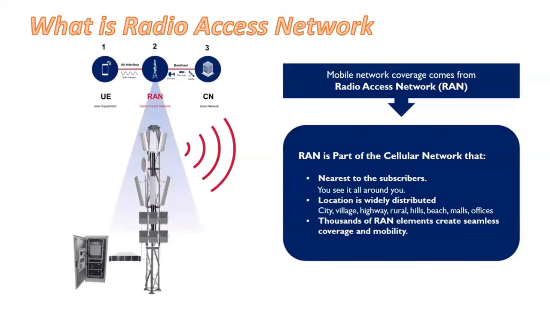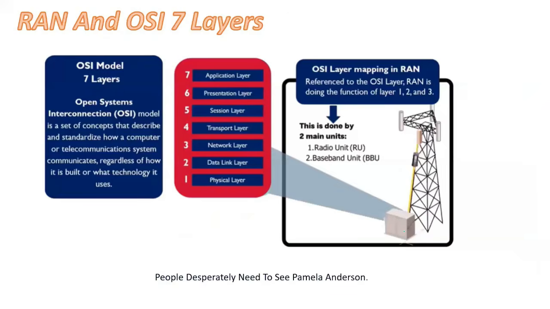So as we have discussed, in the radio access network or in the wireless network, we have three main components. One is UE, one is RAN, and one is core net, right? And the RAN is one of the most important parts, and it is nearest to the subscribers. And you can see it all around, maybe on the roads, maybe on the mountain, seaside, in the malls, everywhere, right? And it creates seamless coverage and mobility, right? And RAN is everywhere, right? So this we have discussed. So now we have to discuss some of the layers which are very important. We have to understand this before understanding the split, why the split is happening.